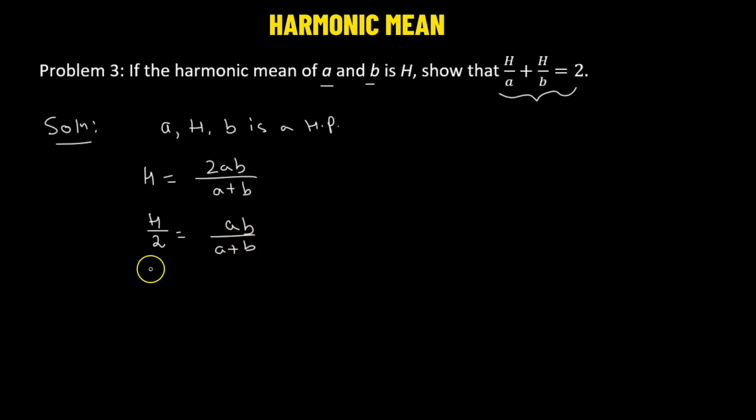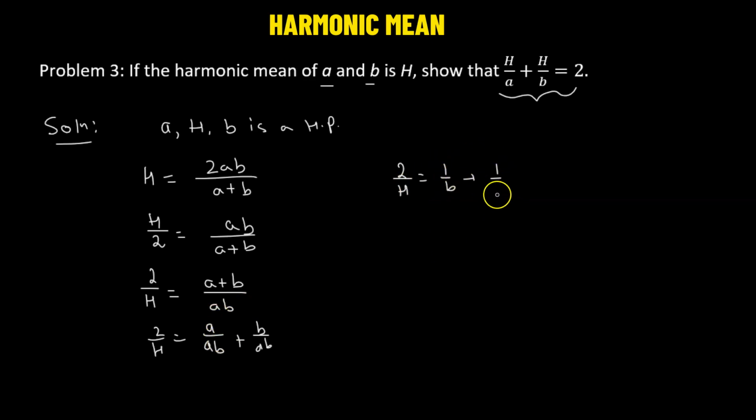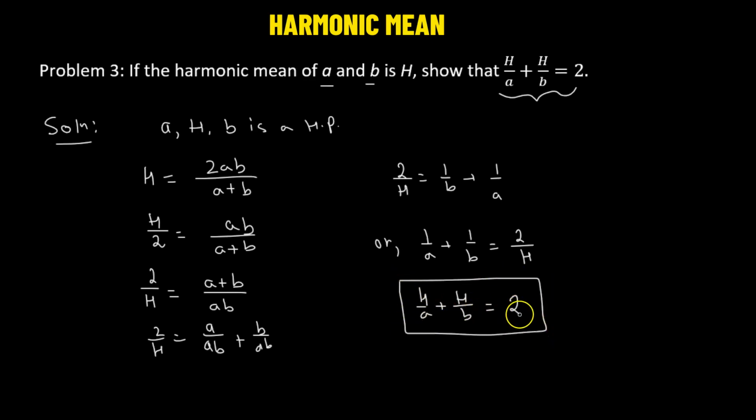Now we'll take the reciprocal on both sides to get 2 over H equals A plus B divided by AB. Now we can rewrite the expression on the right hand side as A over AB plus B over AB, such that this gives us 2 over H equals, so A over AB is simply 1 over B, and then B over AB will be 1 over A. Or we can rewrite it as 1 over A plus 1 over B equals 2 over H. So let's multiply throughout by H. So we have H over A for the first term, H over B for the second term, and 2 over H multiplied by H is simply 2.